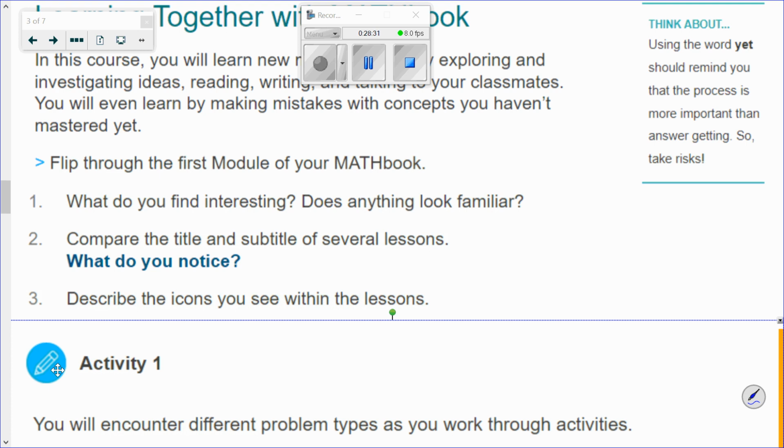Okay, we've got 4 minutes left before the lunch bell, so I'm going to let you guys work right up to the lunch bell, and we'll tackle this together once you guys come back. So for any of you that were able to go through and find stuff, what did you find interesting? Was there anything that looked familiar?